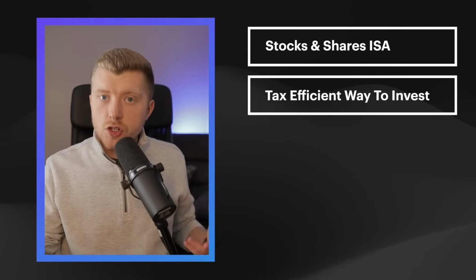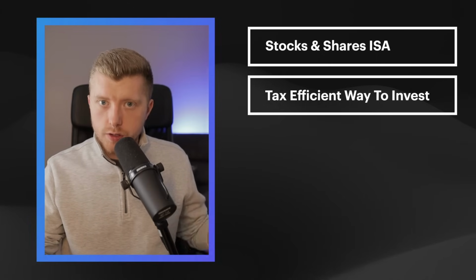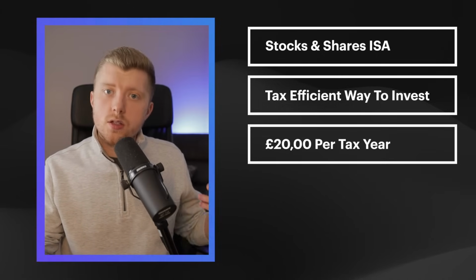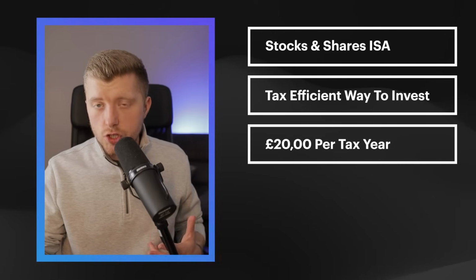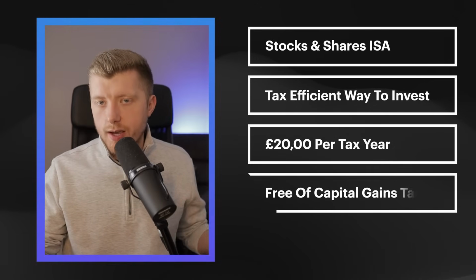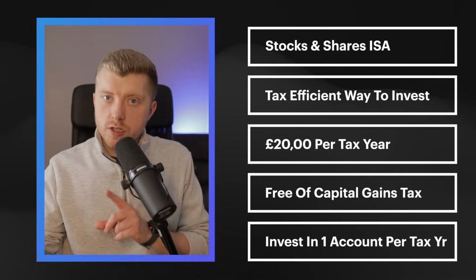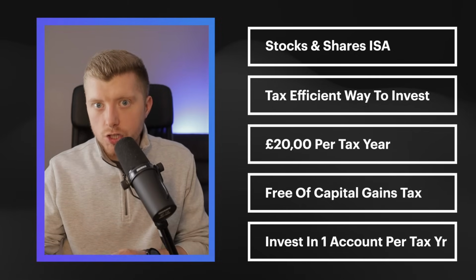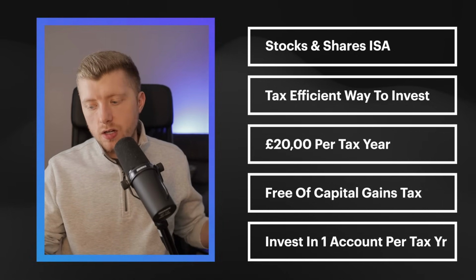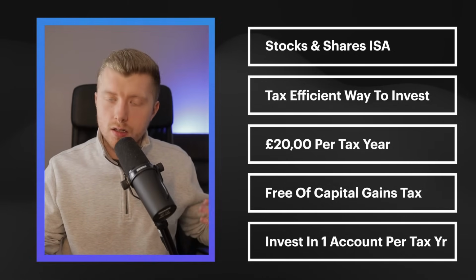Now, an ISA account is also known as a stocks and shares ISA account and is essentially a tax-efficient way of investing if you're over here in the UK. Actually, you're allowed to invest up to £20,000 per tax year, completely free of capital gains tax. However, it is worthwhile me saying that you can only invest into one stocks and shares ISA account per tax year, so just be mindful of that as we enter into the new tax year come April.